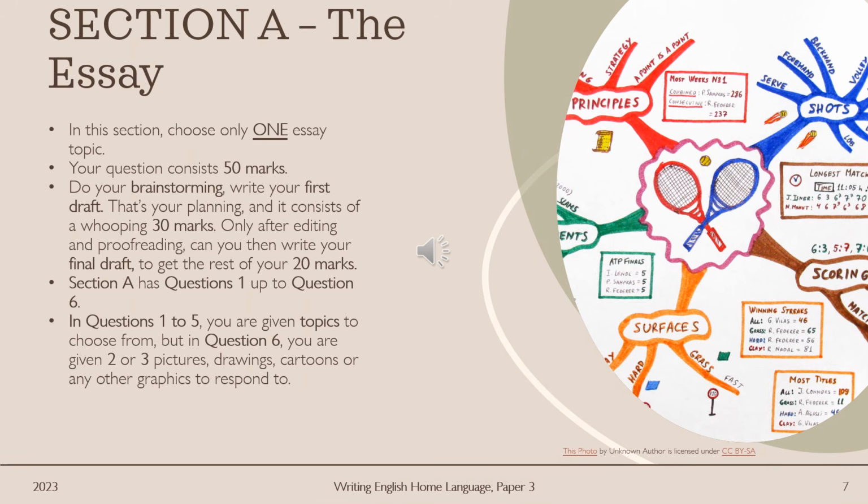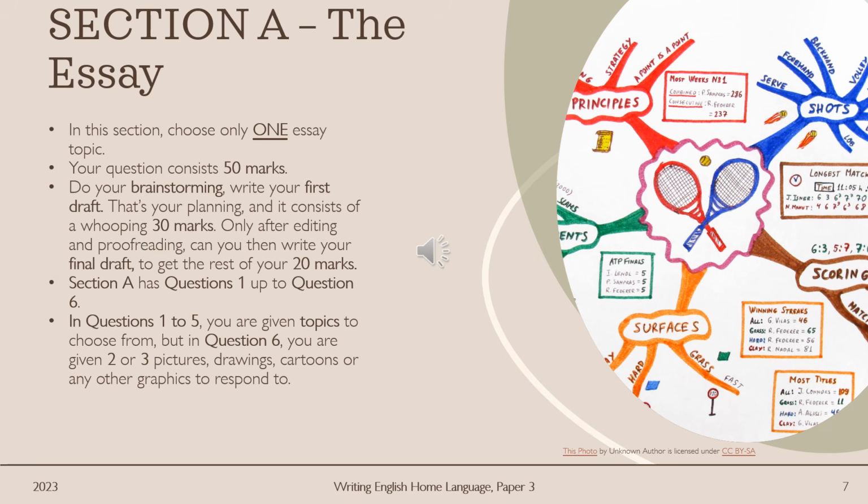Now let's look at your section A, which is your essay writing. You are going to be given a number of topics and you are going to choose only one essay topic. This question consists of 50 marks. You are going to do your brainstorming and write your first draft. Both of those, brainstorming and writing the first draft, are your planning, and it consists of a whopping 30 marks. Only after editing and proofreading can you then write your final draft to get the rest of your 20 marks.